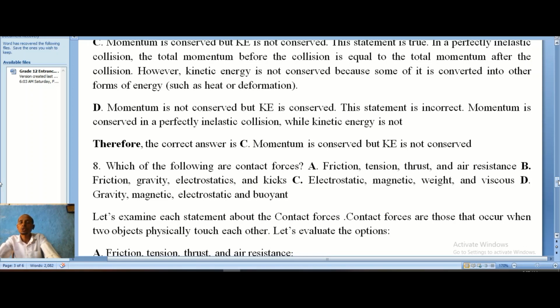Number 8. Which of the following are contact forces? A, friction, tension, thrust, and air resistance. Choice B, friction, gravity, electrostatics, and kicks. Choice C, electrostatic, magnetic, weight, and viscosity. Choice D, gravity, magnetic, electrostatic, and buoyant forces.